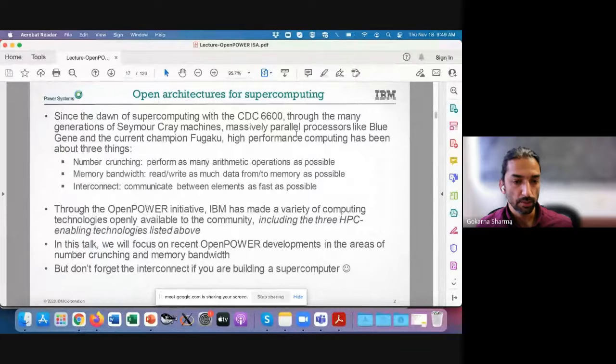Okay. So in OpenPOWER, IBM is providing some of these technologies openly, so that we could use them in HPC. Here we'll talk about number crunching and memory bandwidth. Today, the matrix multiply assist feature we talk about tries to address two issues: the number crunching issue and the memory bandwidth issue. The interconnect issue is not discussed here, but when I talk about Power 10, you will get to know how it is taken into account to communicate between elements as fast as possible.